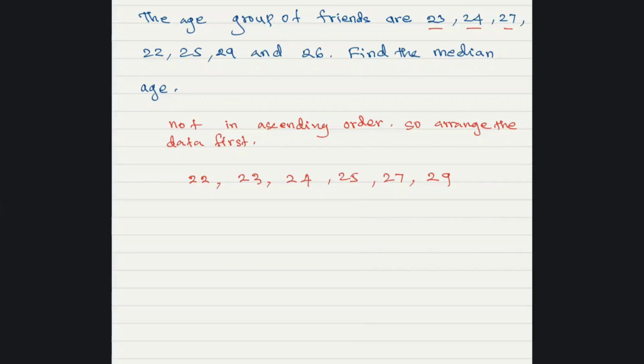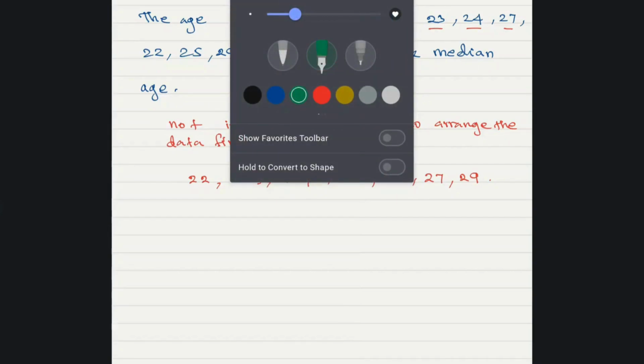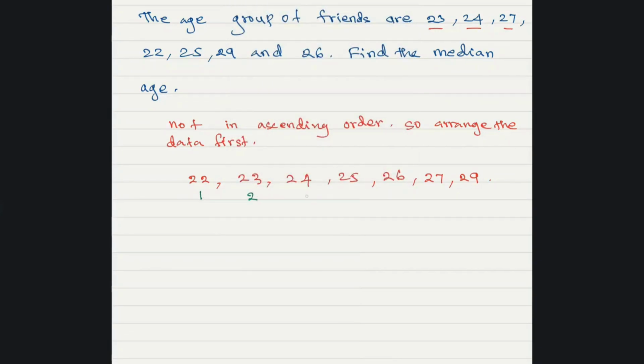26 and 29. So you have to find the median, you have to count the numbers. So 1, 2, 3, 4, 5, 6 and 7. So 7 is an odd number.